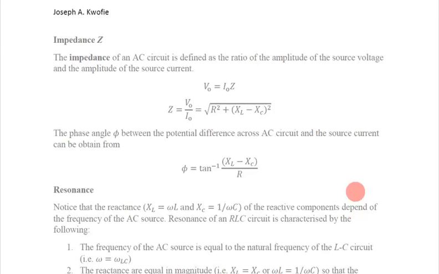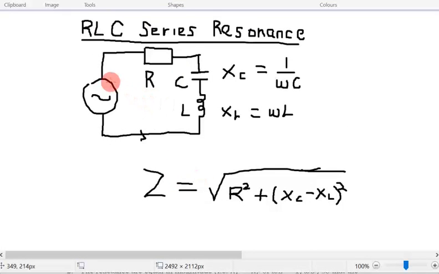Okay, we are going to talk about impedance. This is the combined effect of all the resistances and the reactance in the circuit. Formally, it is defined as the ratio of the amplitude of the source voltage to the amplitude of the source current. So if we have a circuit like this, as I told you, impedance will be the combined effect of the resistance and the reactance of the elements in the circuit.